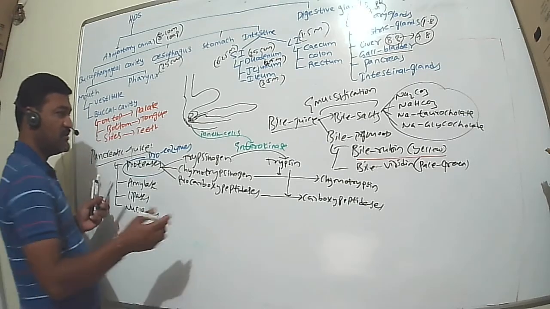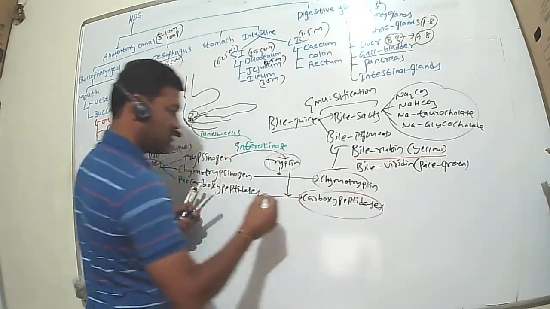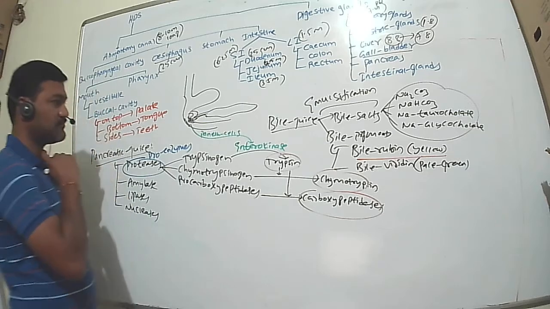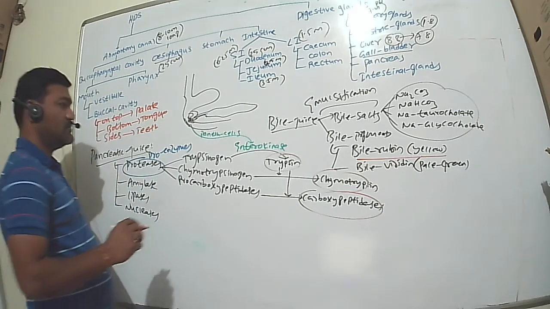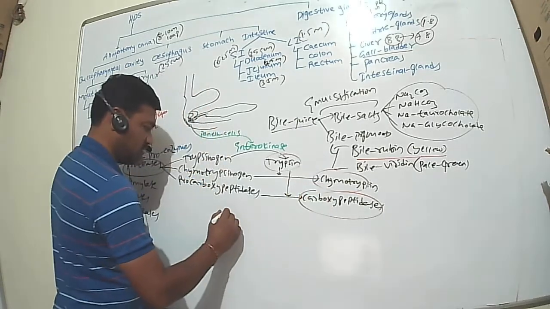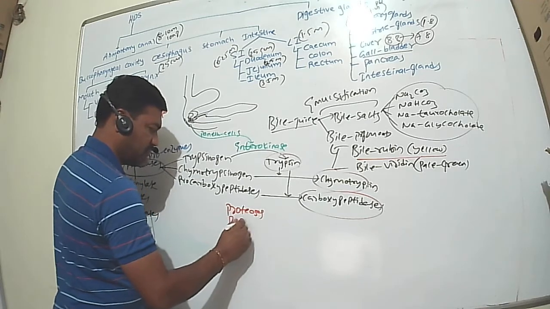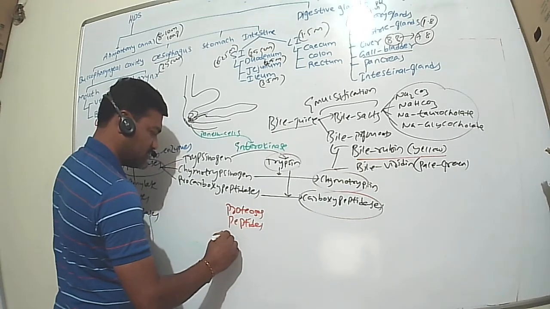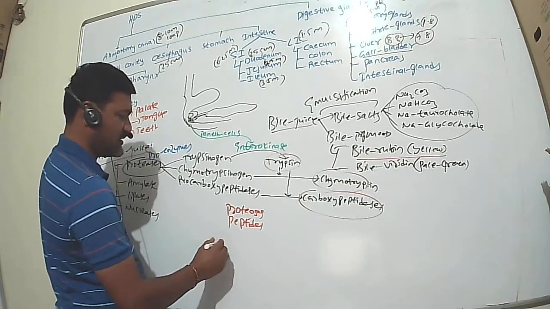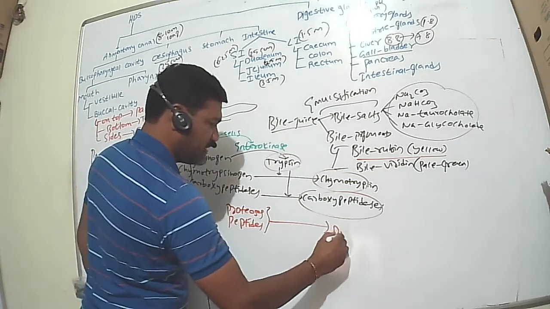Now, what will these three enzymes do now? Whether it's trypsin or chymotrypsin and carboxypeptidases, these three will convert all the substances like proteoses, peptides, and dipeptides. It will break all this into dipeptides.